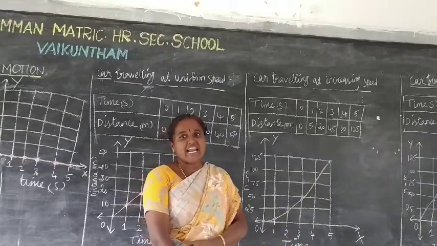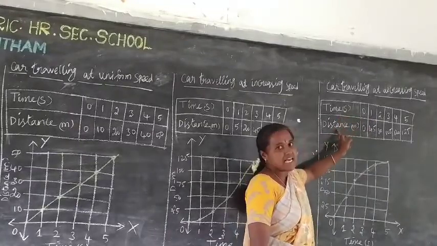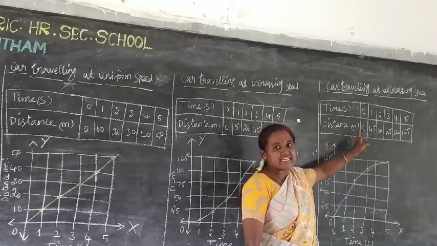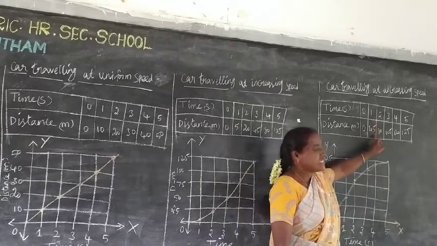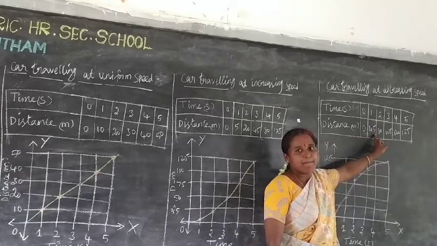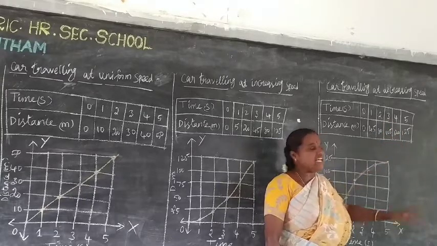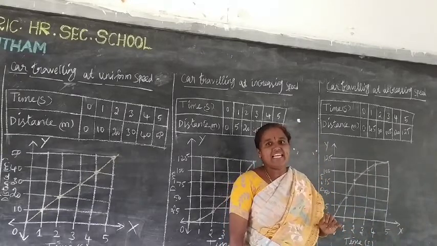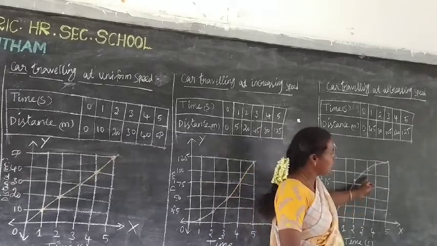Next one is car traveling at decreasing speed. Here time and distance are given. In 0 seconds, the distance travelled is 0 meters. In 1 second, the distance travelled is 45 meters. In 2 seconds, the car has to travel 90 meters, but the car has travelled only less. Here the speed is decreased. The graph is a decreasing curve.